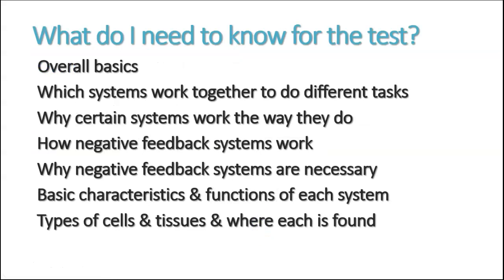Well, just the overall basics. You need to know which systems work together to do different tasks, why certain systems work the way they do, especially how negative feedback systems work and why they're necessary, the basic characteristics and functions of each system, and the types of cells and tissues where each one is found. The same things that we talked about as we went through the notes in the unit. So we'll talk about each of those in turn, pull out a couple of specific things to talk about.